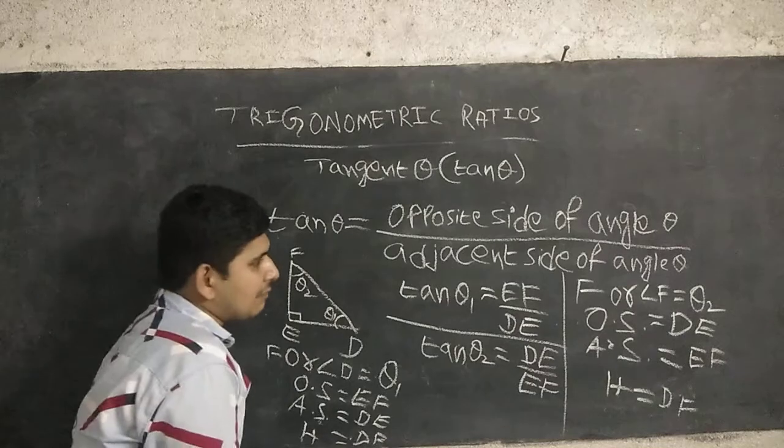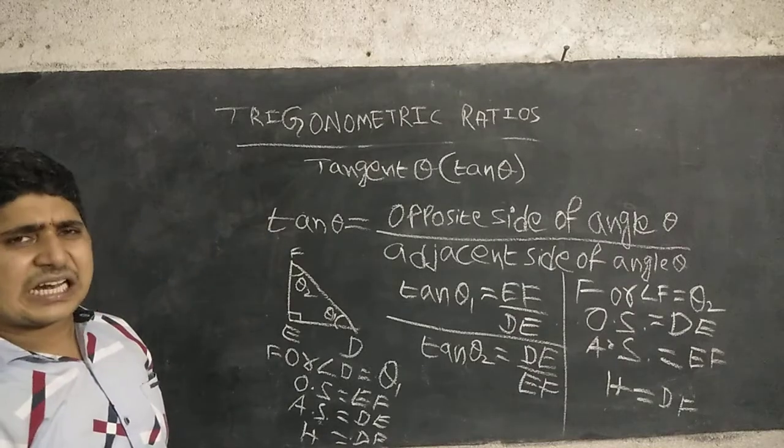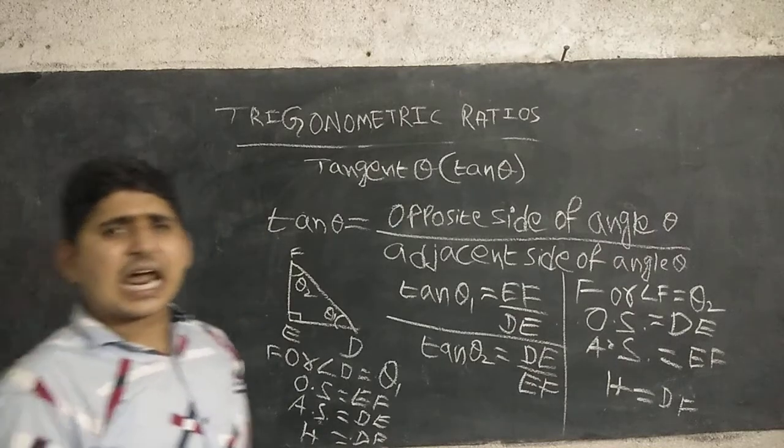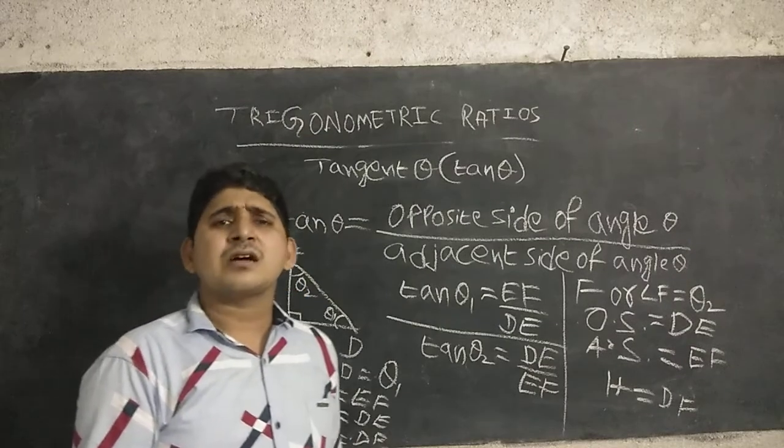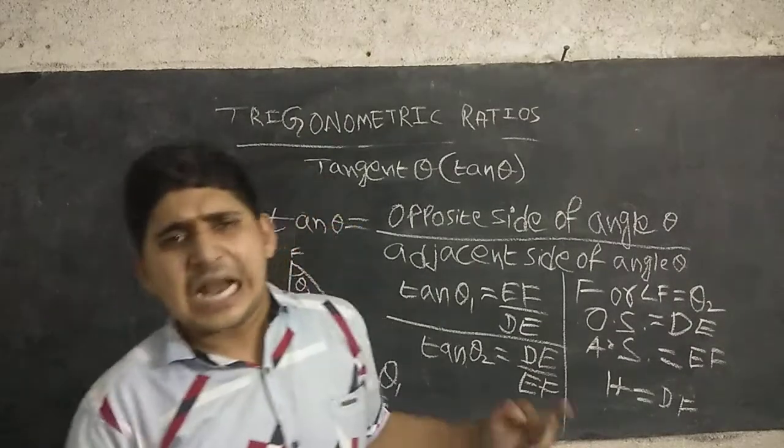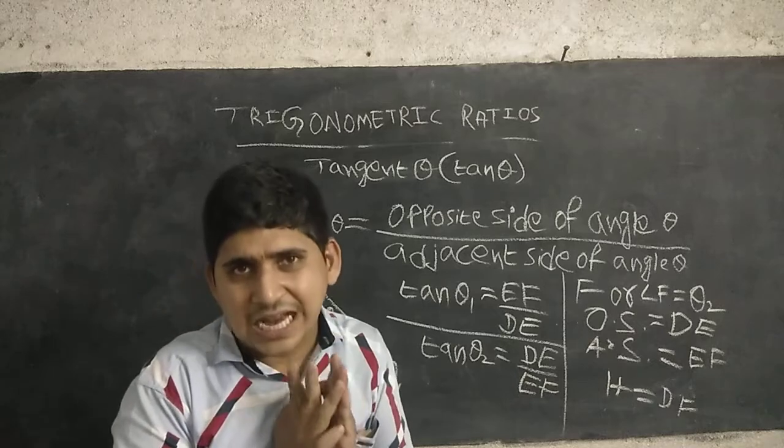The remaining ratios, that is cotangent theta, secant theta, and cosecant theta, we can discuss tomorrow. Thank you. Thank you very much.